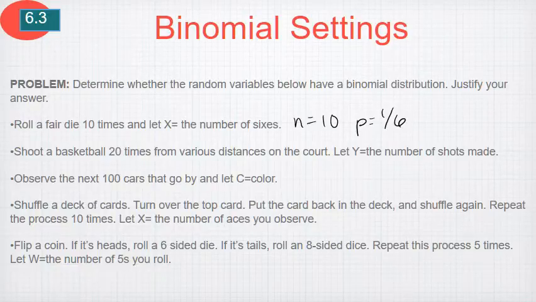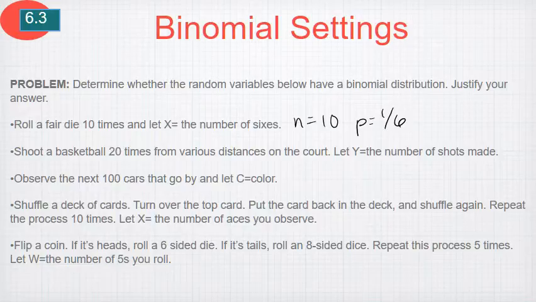Okay, this next one. You're going to shoot a basketball 20 times from various distances on the court. Let Y equal the number of shots made. Okay, is it binary? Yes, because success equals making a shot, failure is missing a shot. Are they independent? Yeah. Evidence suggests, and it's very difficult to explain this, but essentially evidence suggests that it's reasonable to assume that making a shot doesn't change the probability of making the next shot, aka there is no law of averages.